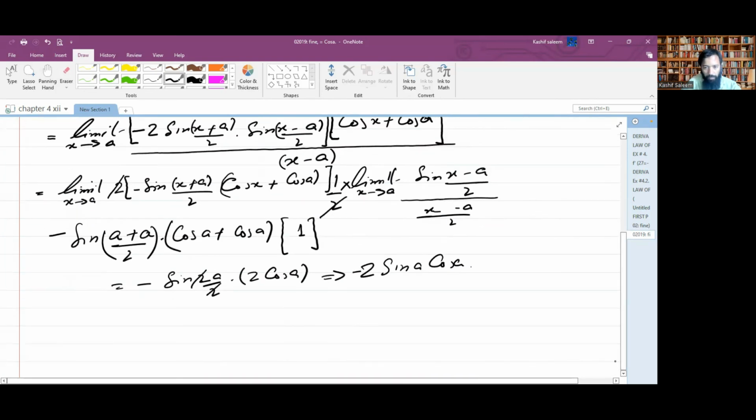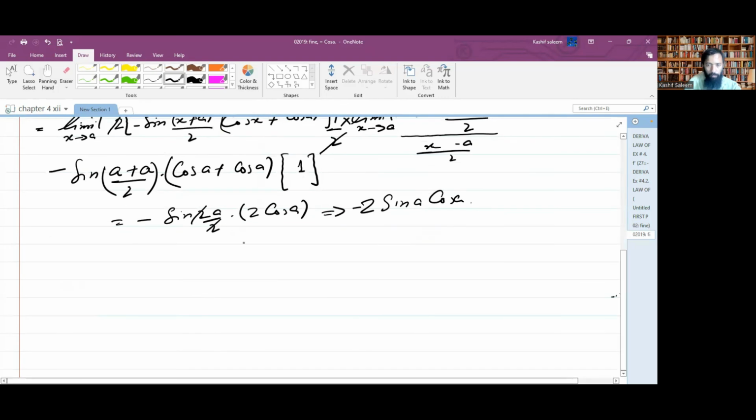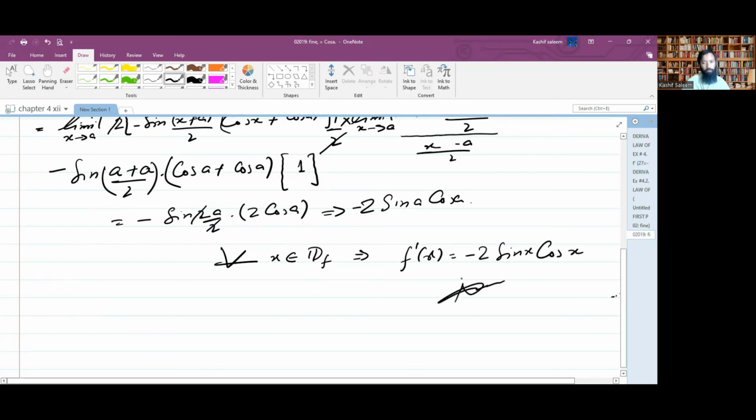So for all x belonging to the domain of f, the derivative f prime of x is equal to minus 2 sine x and cos x. So this is your required answer.